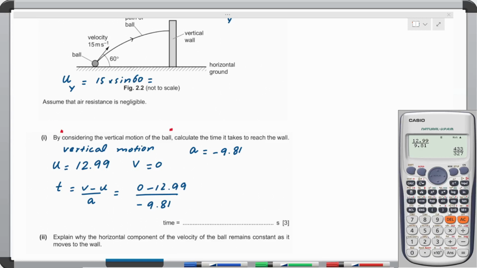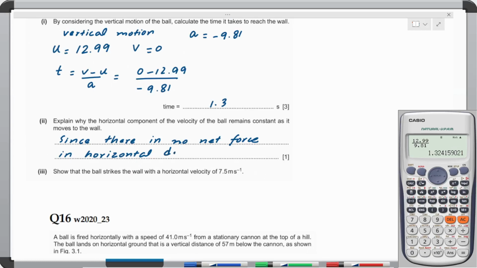Okay, then we have the next part, explain why the horizontal component of the velocity of the ball remains constant as it moves to the wall, because there is no force or net force in horizontal direction.